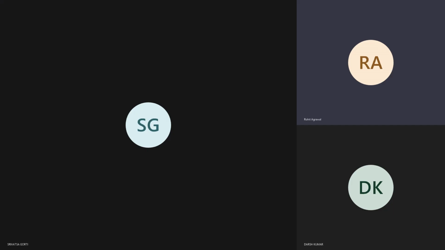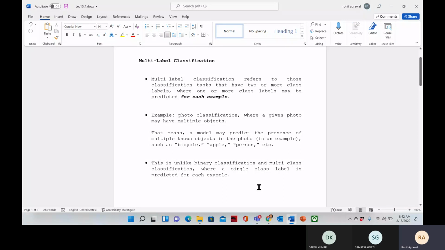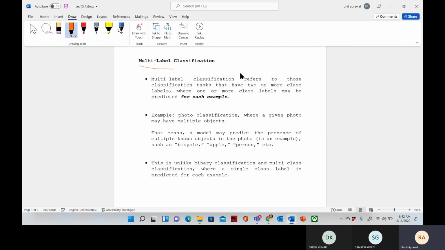So in the last class, we discussed classification. In classification, we discussed binary classification. We discussed multi-class classification with examples. Okay. Next is multi-level classification. Can anyone tell me what is the difference between multi-class and multi-level classification?